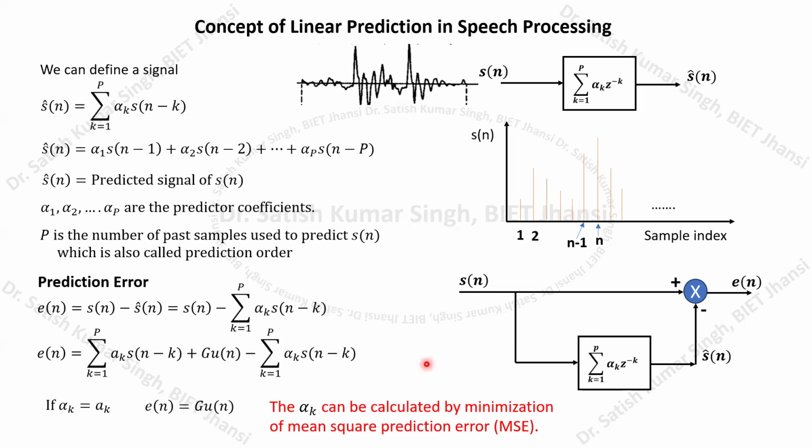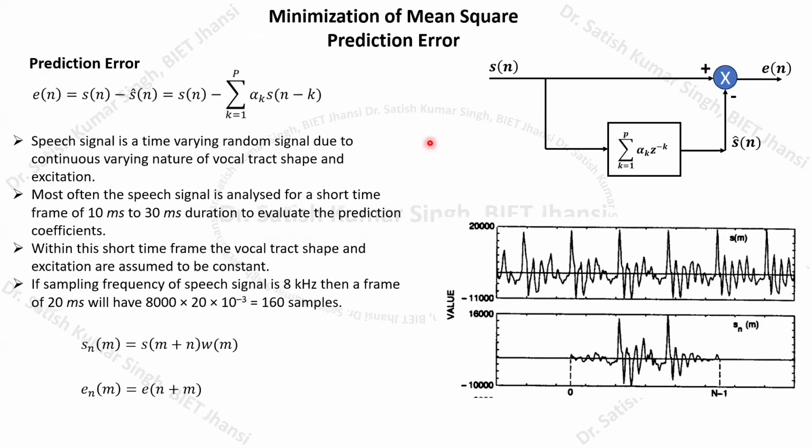So let's begin this discussion. First of all, we have already seen this is the prediction error equation: e(n) equals s(n) minus s cap (n), where s(n) was the actual sample and this was the predicted sample. Here we have to do a little bit of modification to this particular equation, by considering certain properties of the speech signal.